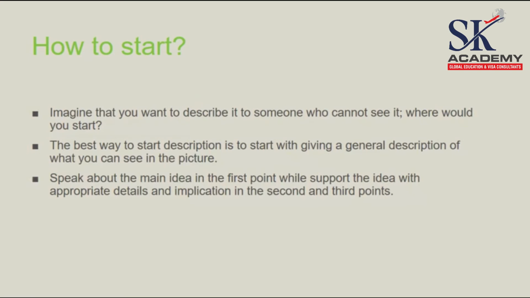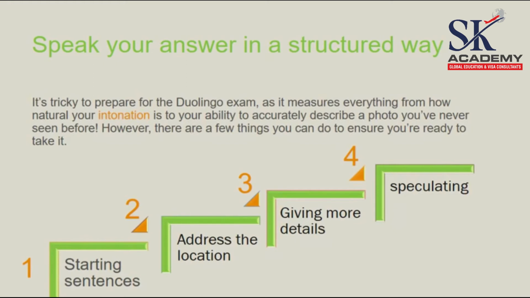How would you start? Imagine that you want to describe it to someone who cannot see it. Where would you start? The best way to start description is to start with giving a general description of what you can see in the picture. Speak about the most prominent thing in the first point, while support the idea by adding appropriate details and implications in the second and third points. Speak your answer in a structured way.